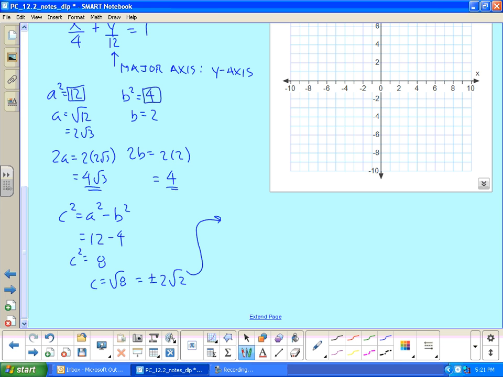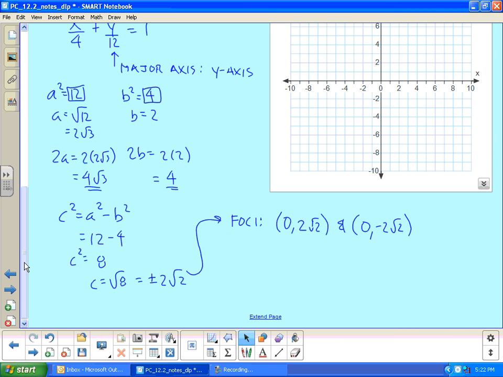From the c, we know our foci. Now our axis is the y-axis. So our foci now have 0, 2 root 2 as one of its foci points, and the other one will be 0, negative 2 root 2. And 2 root 2 is approximately 2.8. So I'm going to go ahead and put those points on here. 2.8, right about there, negative-wise, and positive 2.8, right about there.